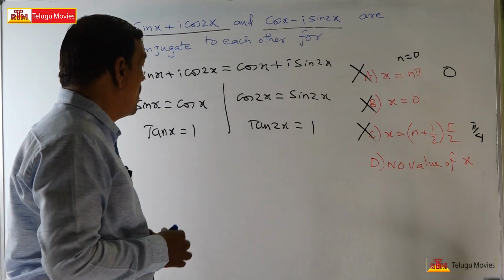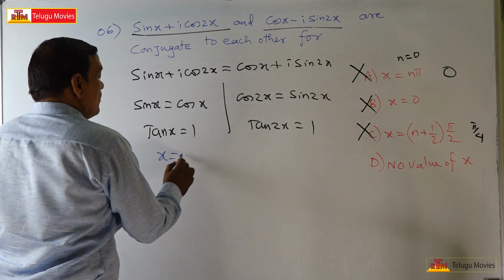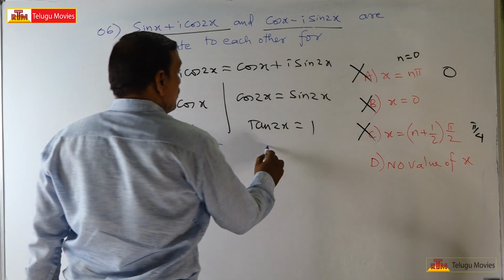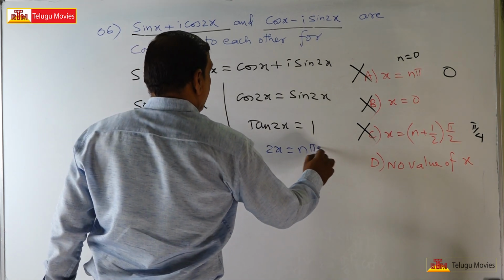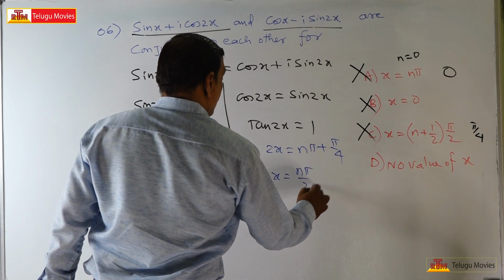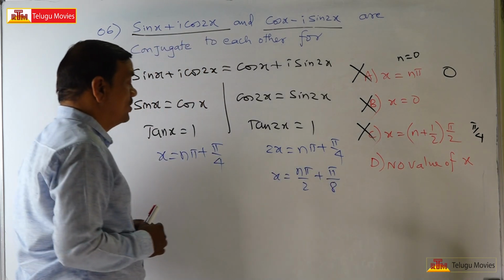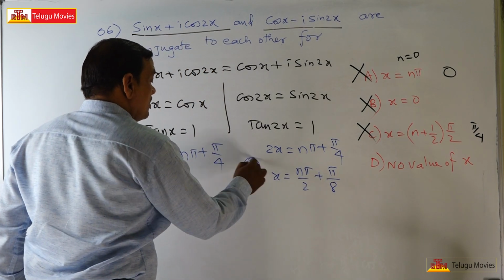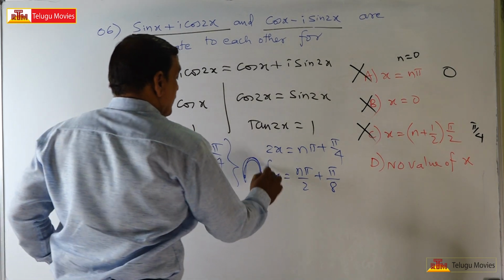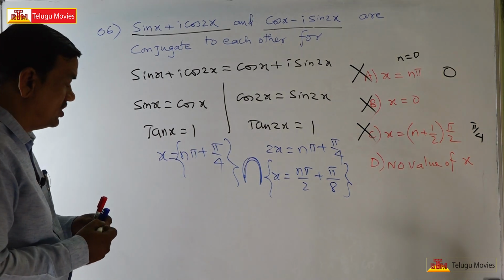But sir, theoretically how can we say this? Take the general form: 2x = nπ + π/4, so x = nπ/2 + π/8. We have to take the common solution, whatever it may be. Okay, so let us observe this common solution. I will take it like this.